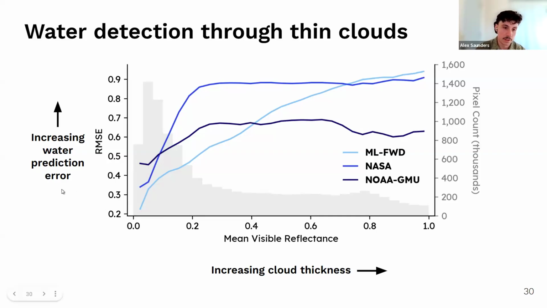So, error as a function of increasing cloud thickness. What this shows is that with our model, the error increases much more gradually as cloud thickness increases. So we think this is a strong sign that we are able to detect water in these thin cloud conditions where current approaches typically are prohibited from detecting water.